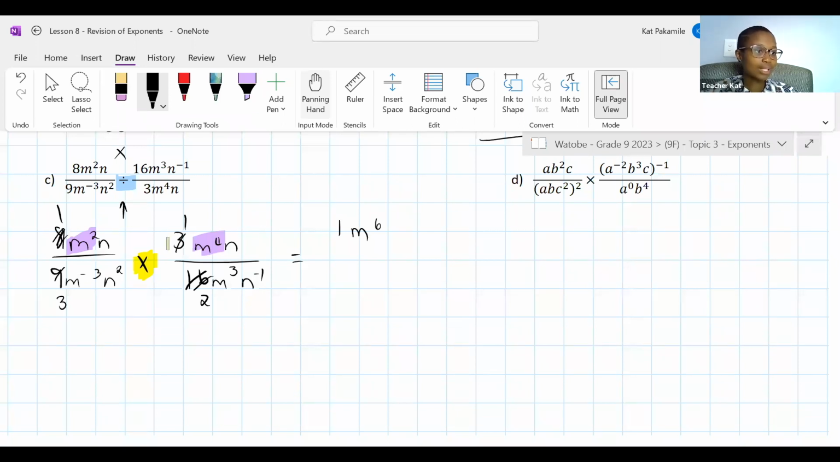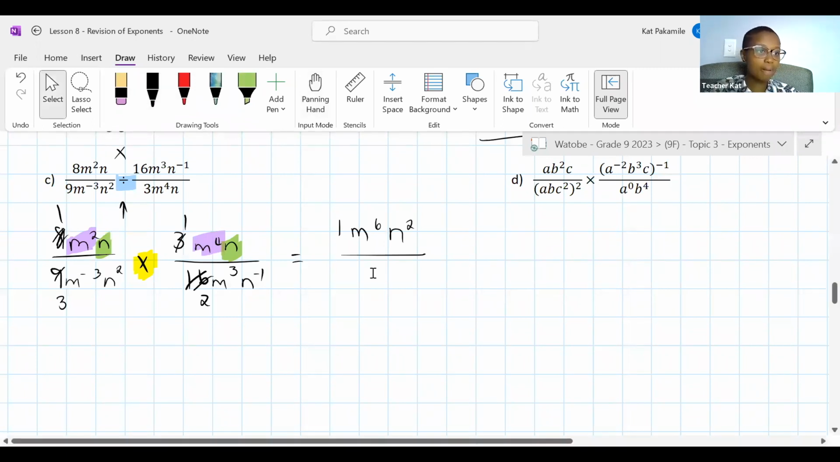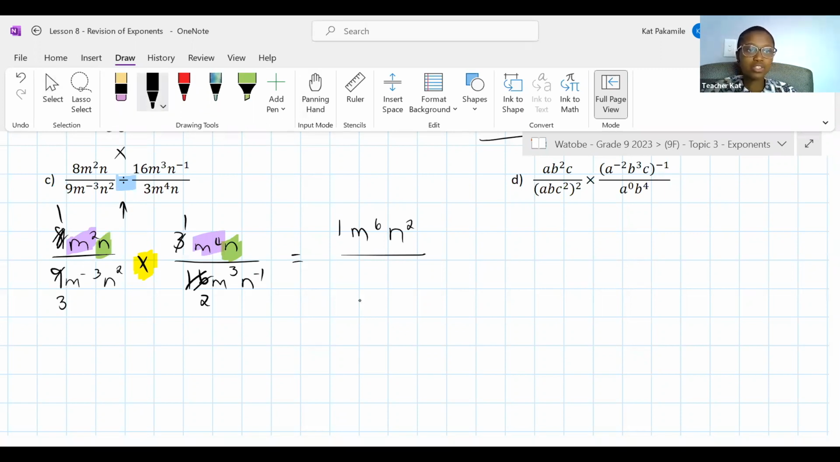And N, Amahle is on fire. Amahle gave me the whole answer. We have 1 N and 1 N. So in total, we have N squared. We're done with the numerator. Okay? Yes, thank you. Now let's go into the denominator. Let's deal with the numbers first. We have 3 times 2, which is how much? How much is 3 times 2? Thank you. That will be 6.